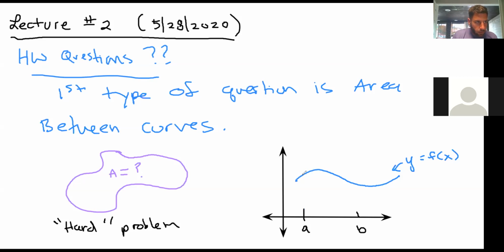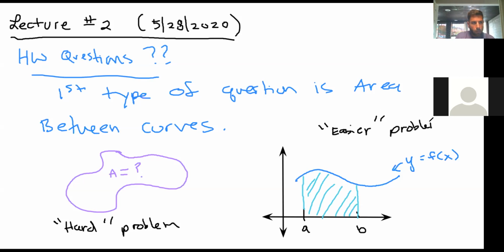and let's say I look at the lines A and B, and then I say, okay, this shaded region, this problem is not as hard, so let's label this easier problem. I'm not going to call it easy, but I'll call it easier. Problem. So what is the area here? Well, the area we learned from Calculus 1 is defined to be this integral.